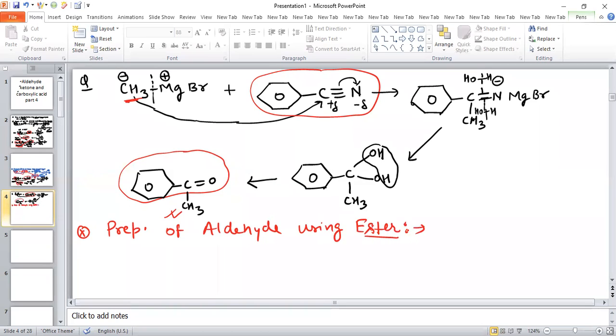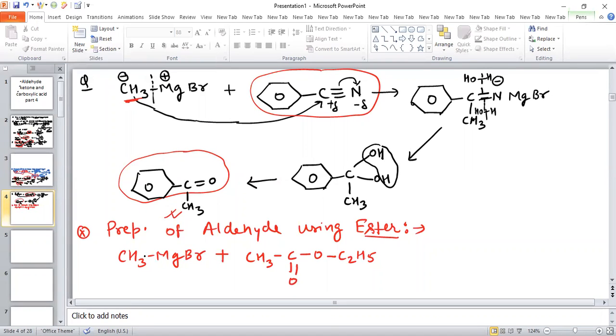Now you can see what happens in this case. So the ester is basically like this: CH3 C double bond O with OC2H5, reacting with CH3 MgBr. So what happens in this case?